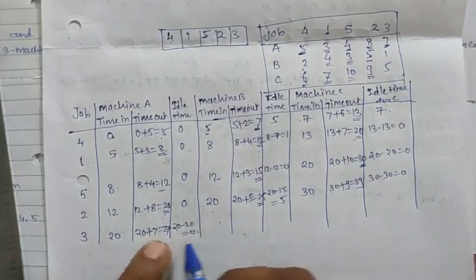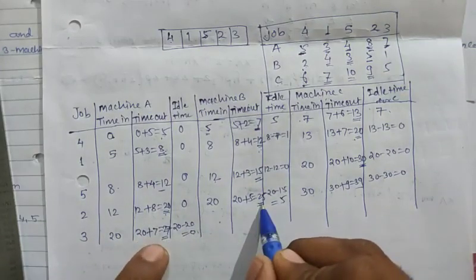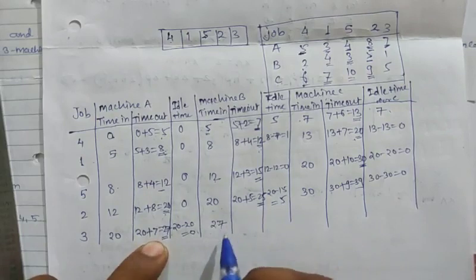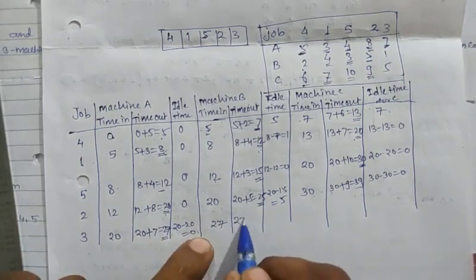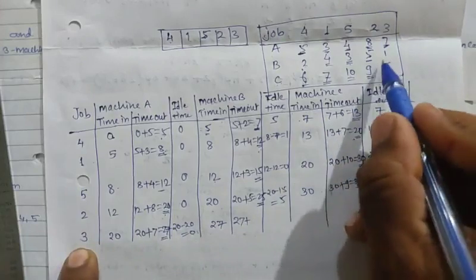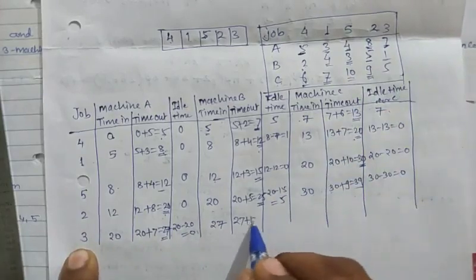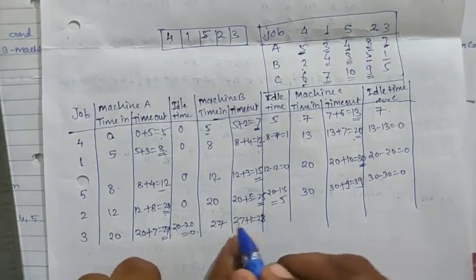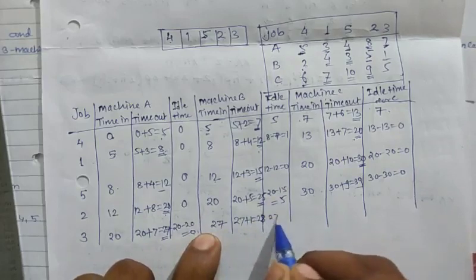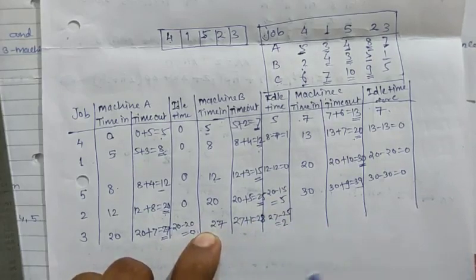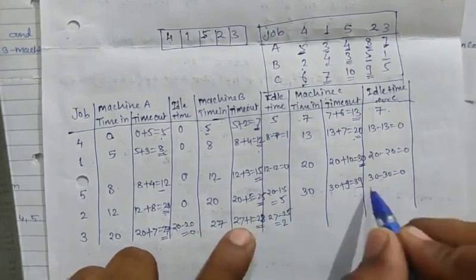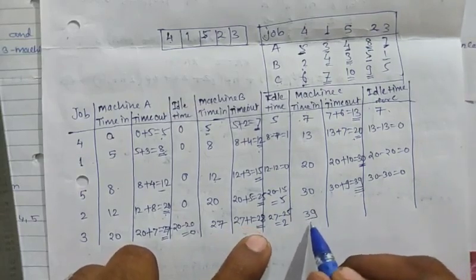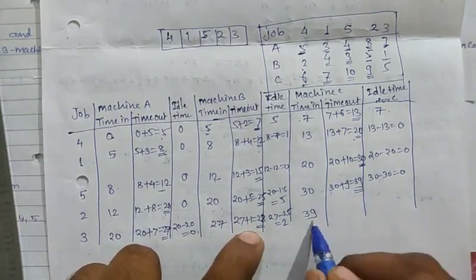Now here it requires 27 hours and it requires 25 hours. So maximum between these two will be 27. So here 27 plus, job 3 on machine 2 requires 1 hour. So 27 plus 1 is equal to 28. Now difference between these two is 27 minus 25, which is equal to 2 hours. And maximum between 28 and 39 is 39. So time in will be 39 because 39 is maximum hour than 28.